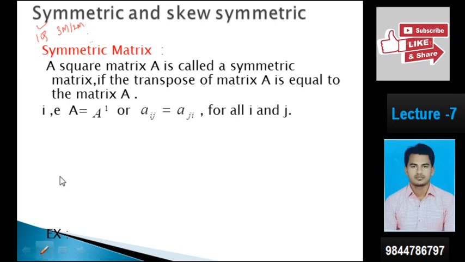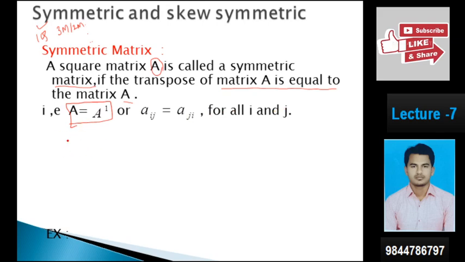The definition of symmetric matrix: a matrix capital A is called a symmetric matrix if the transpose of matrix A is equal to the matrix A. The condition is A is equal to A transpose. Remember one thing, or Aij is equal to Aji for all i and j.